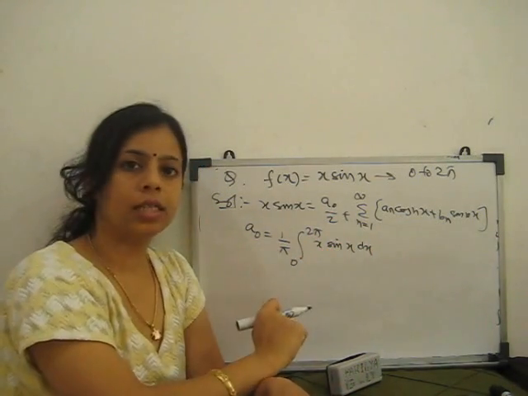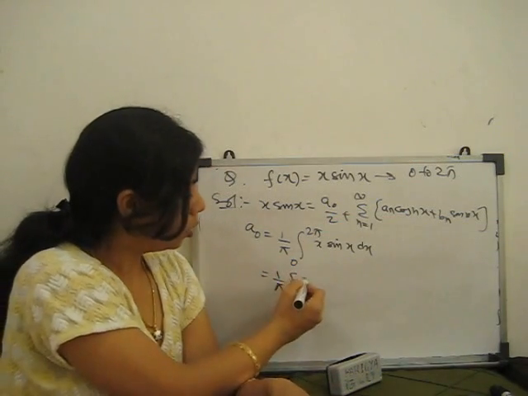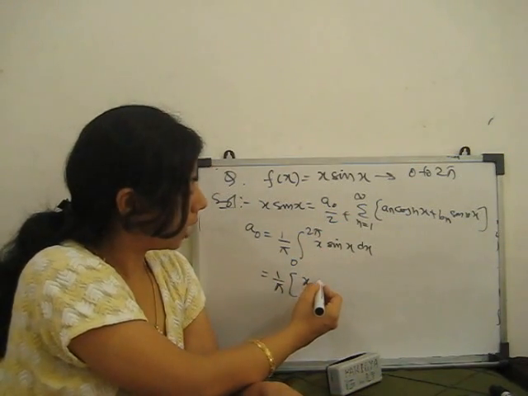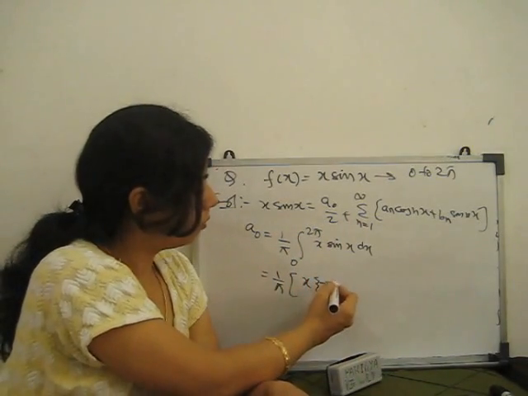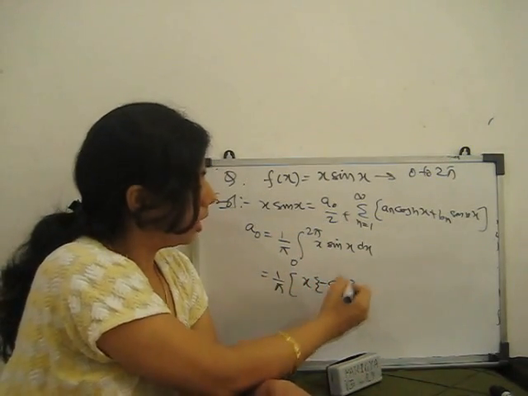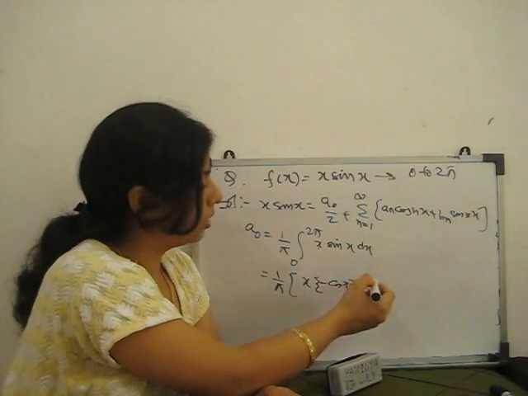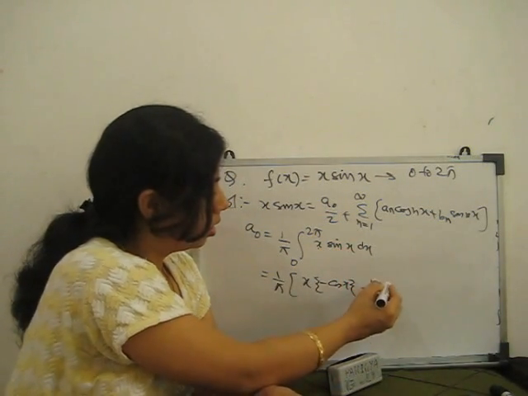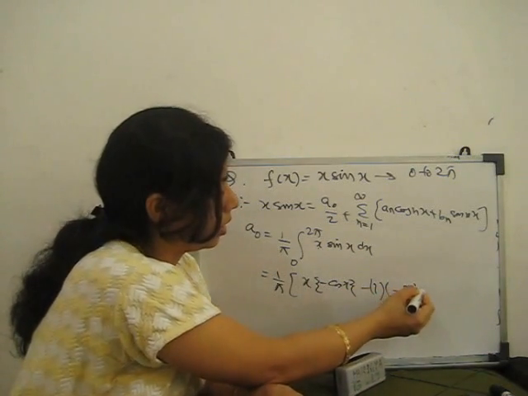Same, using integration by parts, you have to integrate 1 by pi. u as it is, integration of sin x is minus of cos x. Then minus, differentiation of x is 1. Integration of minus cos x is minus of sin x.